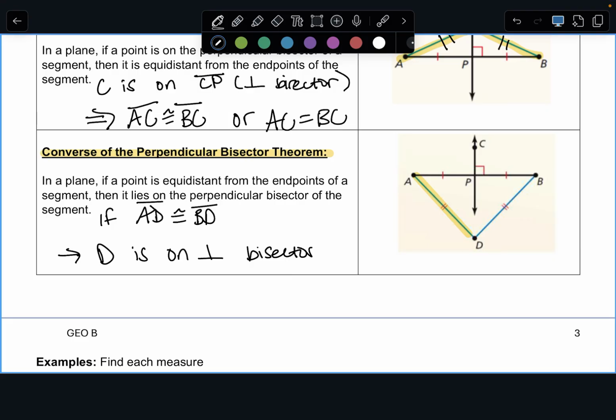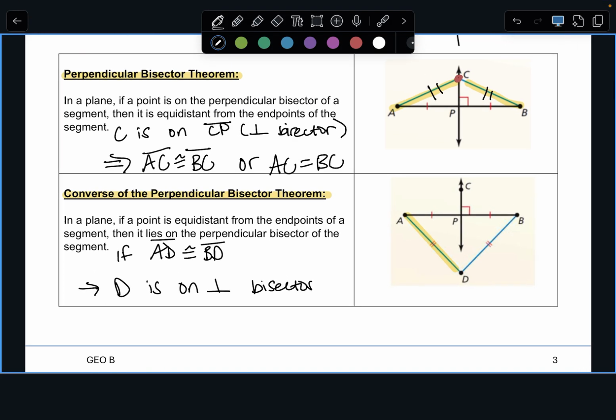On your cheat sheet, and you might want to make a mental note of this, do not waste the room or the time writing both of these. Write this one, draw the picture, and then maybe underneath it say converse is also true. But there's no need for you to write both of these paragraphs in both pictures. Do one, and then just say converse is true. Okay?